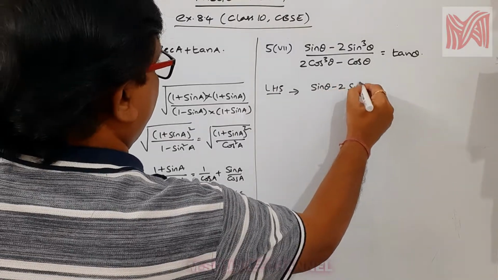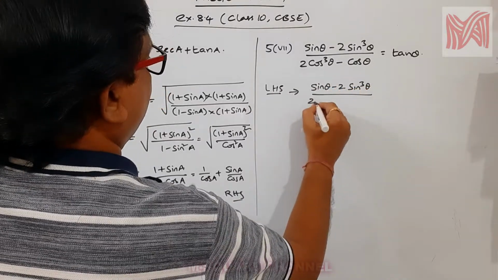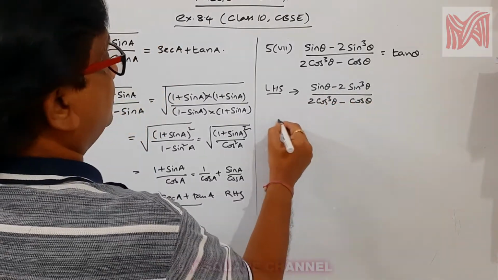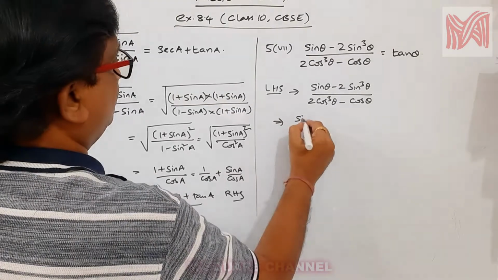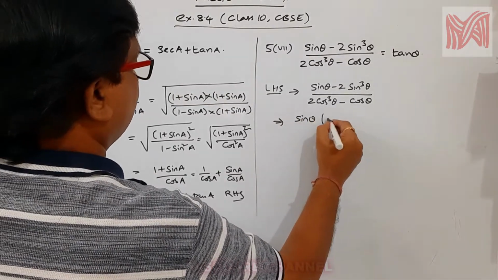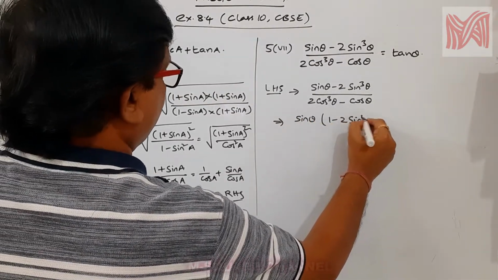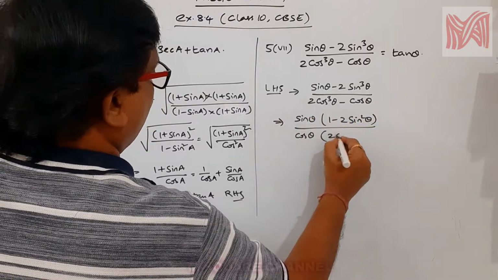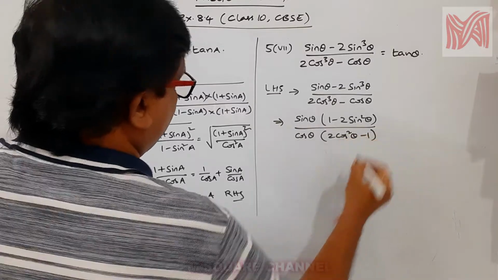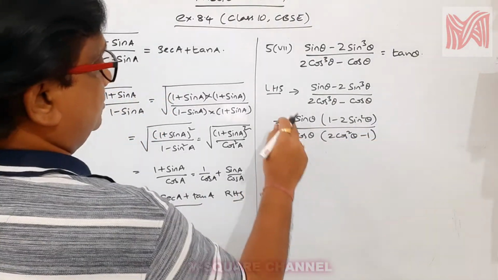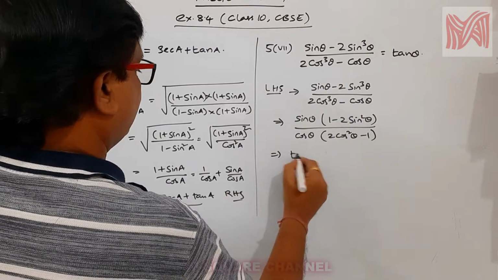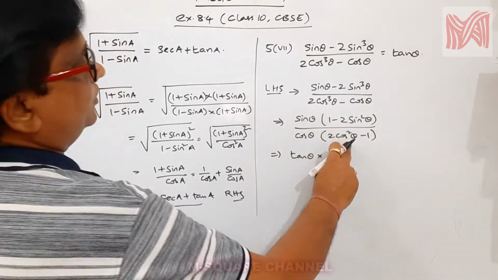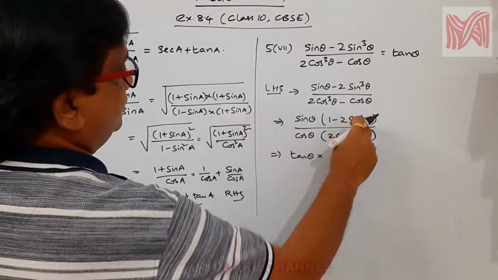Now in this case, LHS side: sin theta minus 2 sin cube theta by 2 cos cube theta minus cos theta. That means you take sin theta common here: 1 minus 2 sin square theta by, here cos theta is common, 2 cos square theta minus 1. Here sin theta by cos theta is tan theta into either this one or this one, you can change. We are going to change only one.